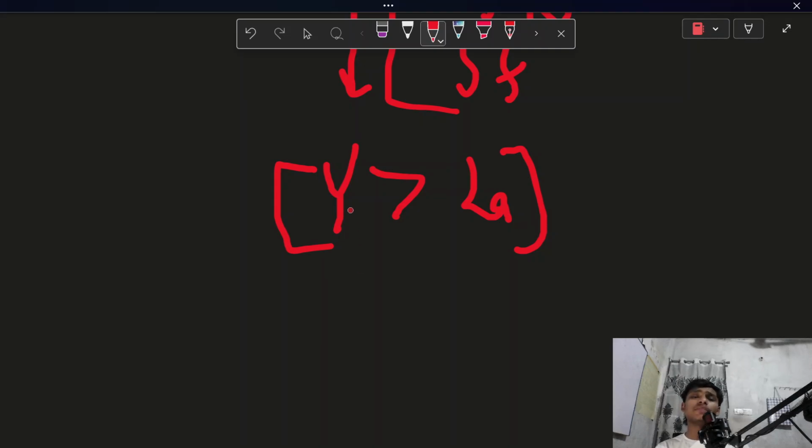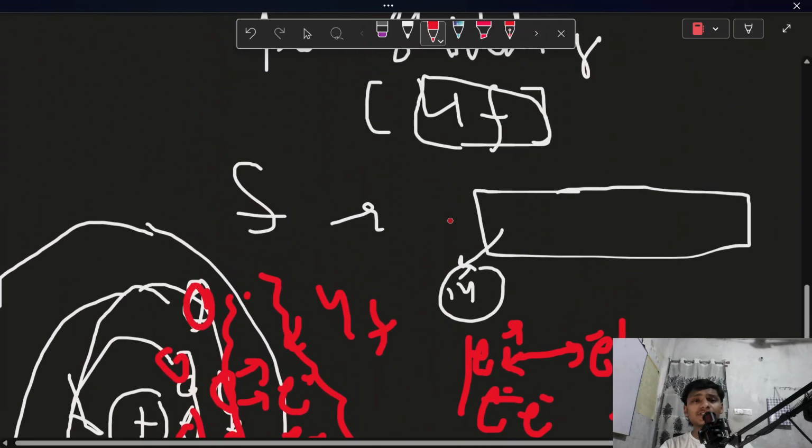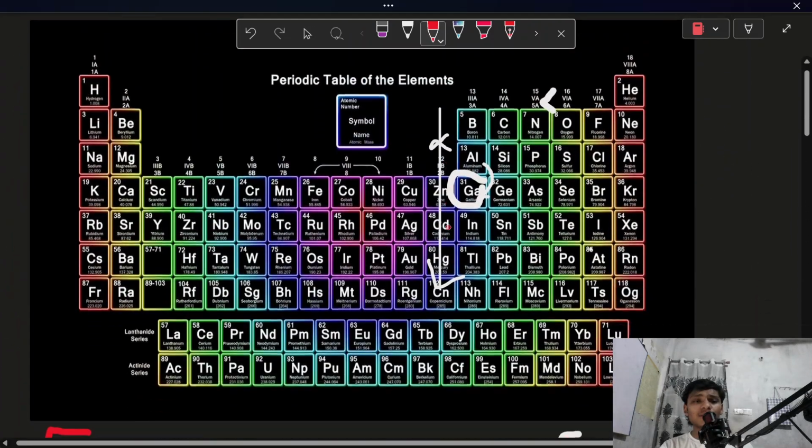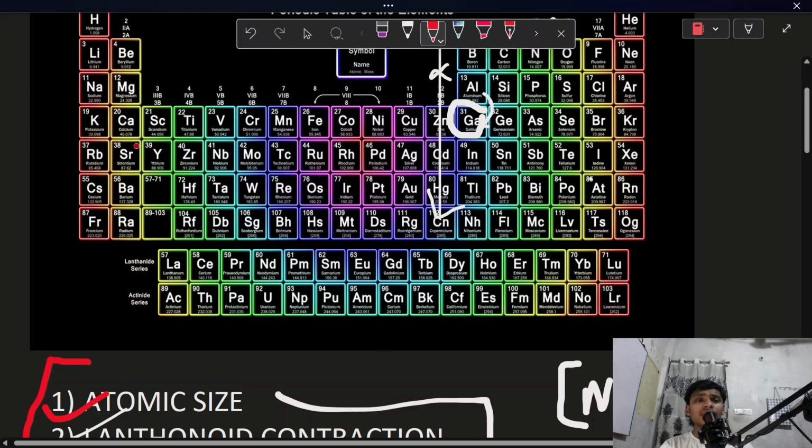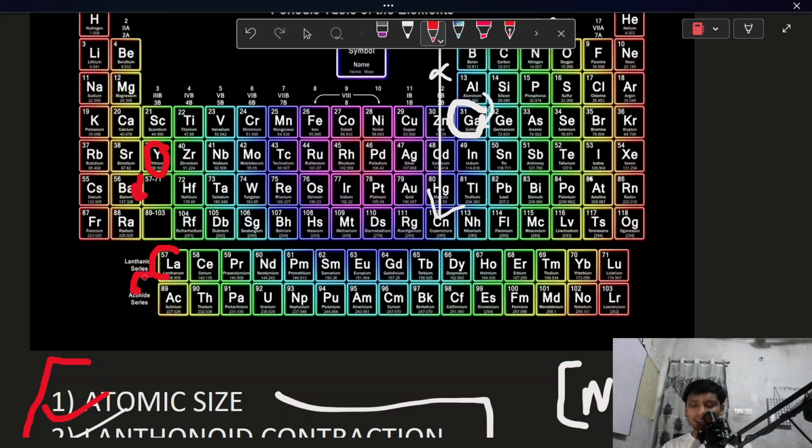So yttrium, which lies above the group, has more size than lanthanum. Let's just have a look at the periodic table. So this is yttrium, right, and this is your lanthanum. Lanthanum is also lying down the group, but the size of yttrium is greater than that of lanthanum. And when we are comparing lanthanum and actinium, the sizes are quite similar, right.